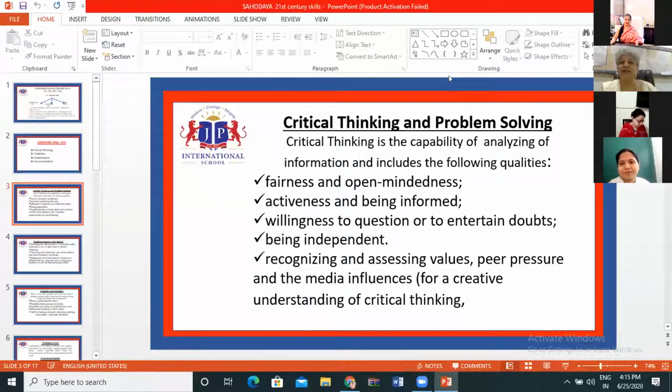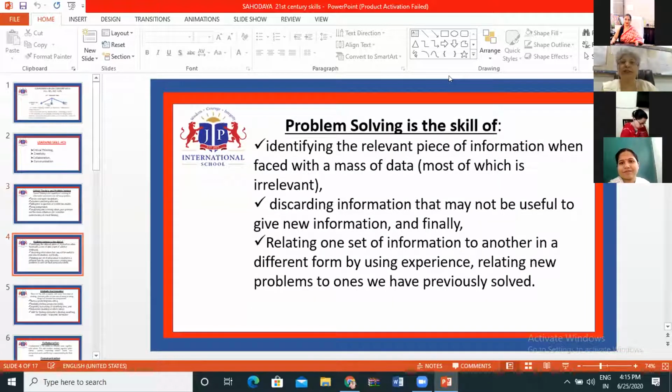Now, what is problem solving? Definitely a child, a person whom we make to face the problem and then solve it. Identify relevant pieces of information. Okay, fine. This is what the information is, and whether it is right or wrong, being able to discard information that may not be useful to the child or may not be useful in some case. So, new information, finding out, and finally relating one set of information to another.